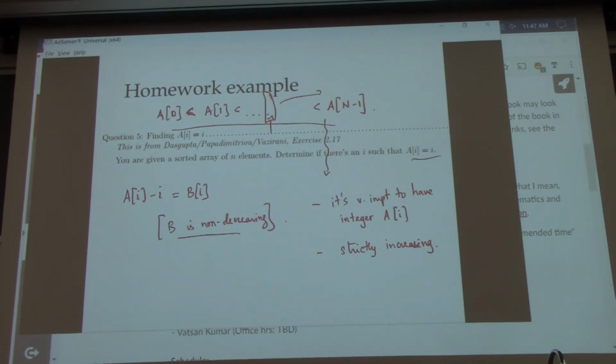You said you do binary search. What are you searching for? Zeros. Now you search for zeros, because finding a zero is like saying a of i equals i.